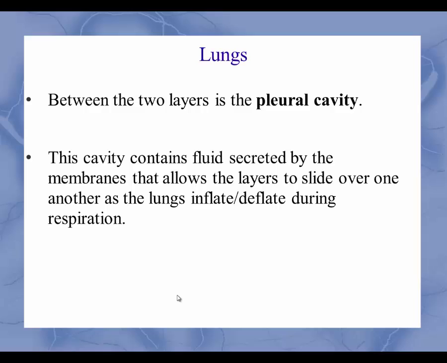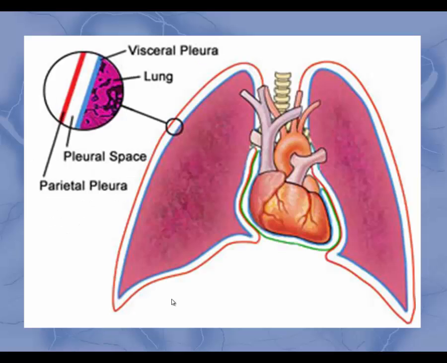Okay. And between those 2 layers, remember the one membrane kind of doubles back on itself, there's a very, very small space. That's called the pleural cavity. Now in this cavity you'll find a fluid that helps the layers slide by one another and helps the lungs to be able to inflate and deflate without rubbing on other tissues and damaging either one.